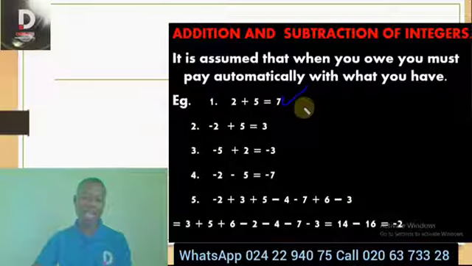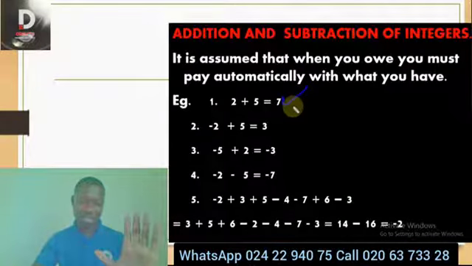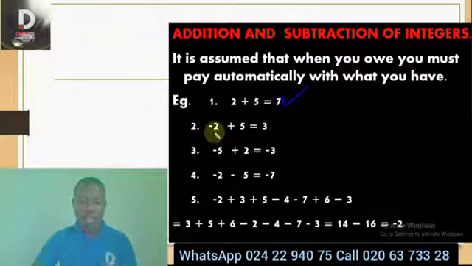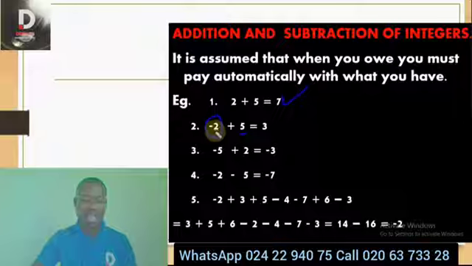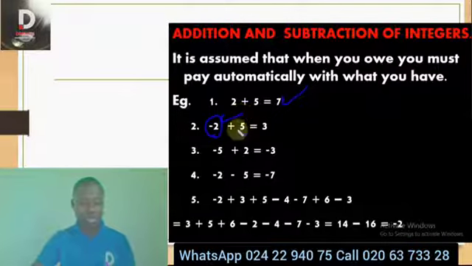In my mobile money account. Together I have 7. Period. Doesn't make sense. So having, possession. Now watch here. -2 plus 5. The implication is that I owe 2, like we have said already.